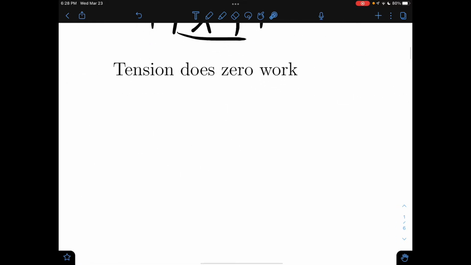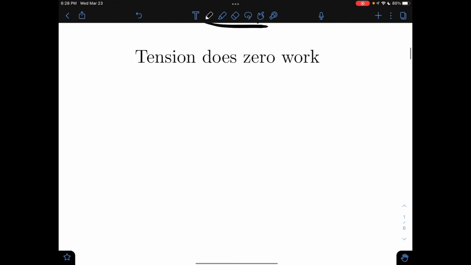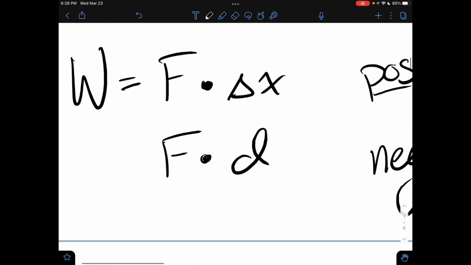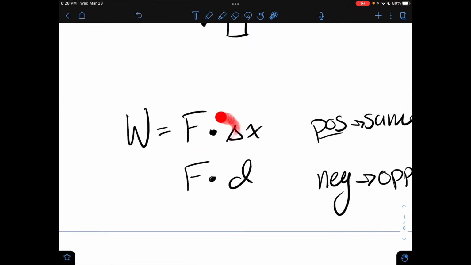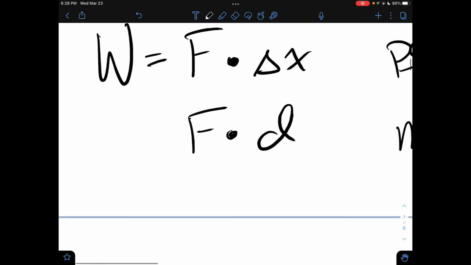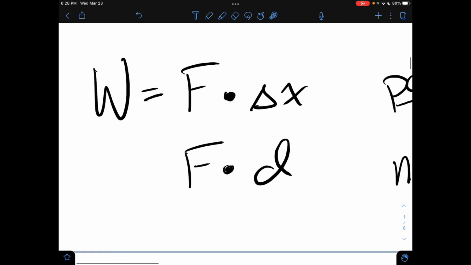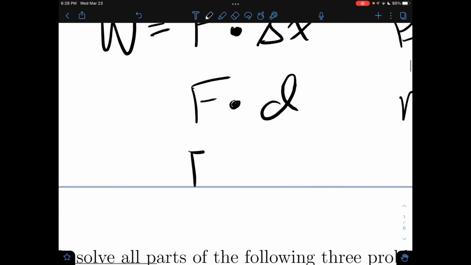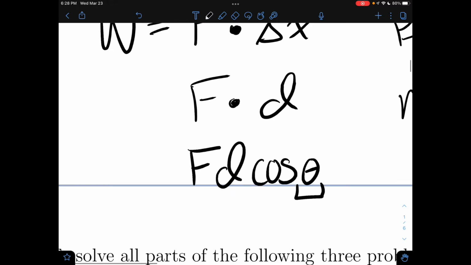Tension doing zero work. So now we think about what can make our work be zero. So we have our equation down here with this dot product. A thing to remember about our dot product, right? We're not just multiplying the magnitudes, because these two things are both vectors. When we do a dot product, really what we're saying is we're doing magnitude times magnitude times the cosine of the angle between them. And this theta, it's very important.